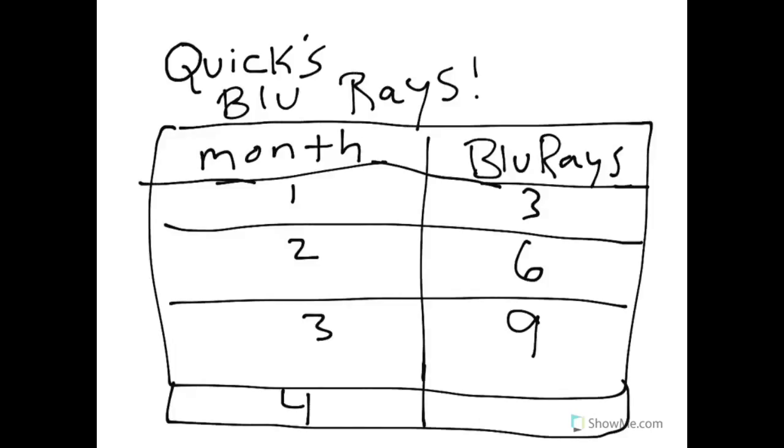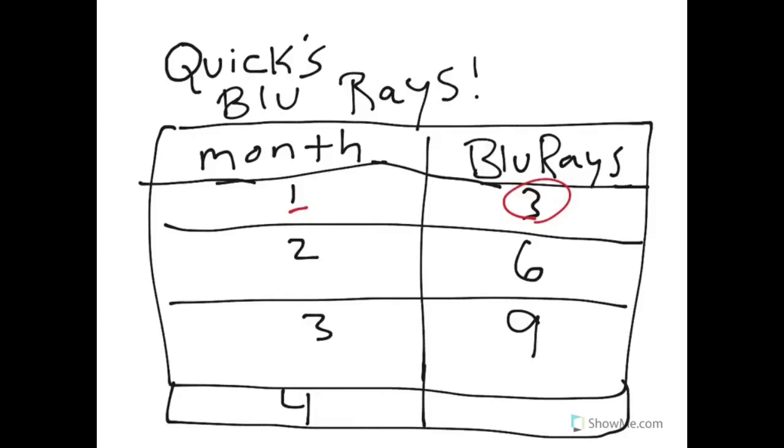Okay, this very crudely drawn chart here shows us different months and the different number of Blu-rays that Mr. Quick bought in each month. This is what we're going to call an arithmetic sequence. A sequence is an ordered set of numbers. Each number in the sequence is called a term. In this sequence, the first term is 3, because in the first month I bought 3 Blu-rays.